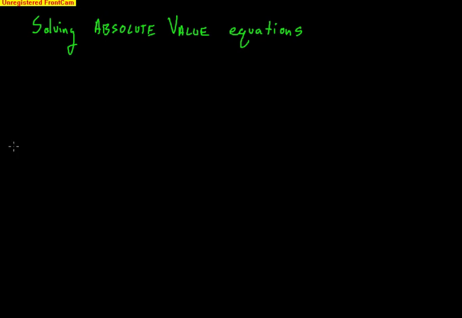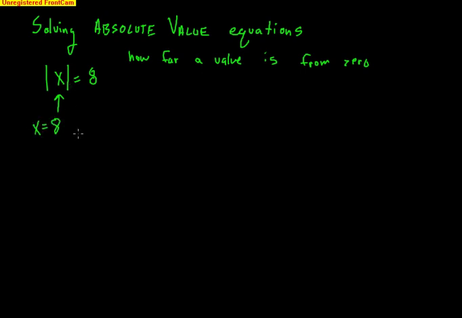So let's start off with the most basic type of problem here, and that is the absolute value of x equals 8. Now understand that an absolute value means how far a number is from 0. If we're looking at this, we don't know what value x is, but we do know that it is 8 units from 0. So how many numbers are 8 units from 0? Well, 8 is 8 units from 0, or also, negative 8 is 8 units from 0.